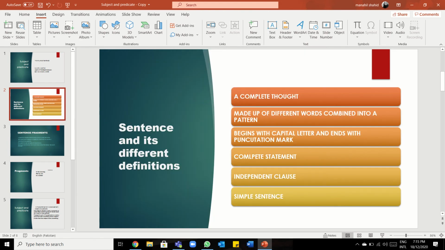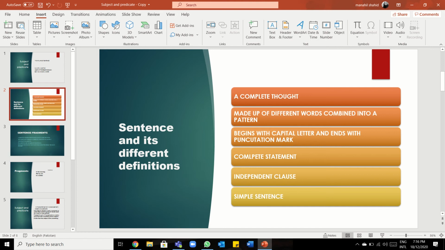So a sentence has different definitions. I'm going to discuss these definitions of the simple sentence. When we find these forms of sentence, we will understand that these are sentences, and we can give the name sentence to those statements. The very first one is, we can call it a complete thought. The sentence is that part of language which has a complete thought.